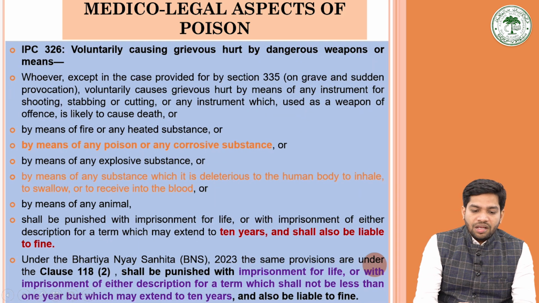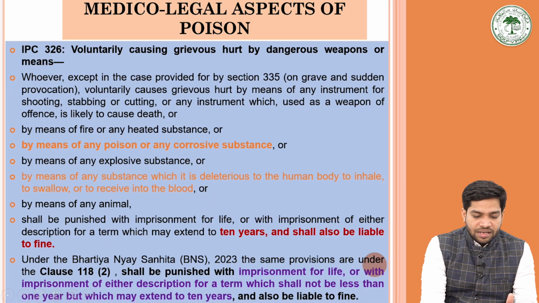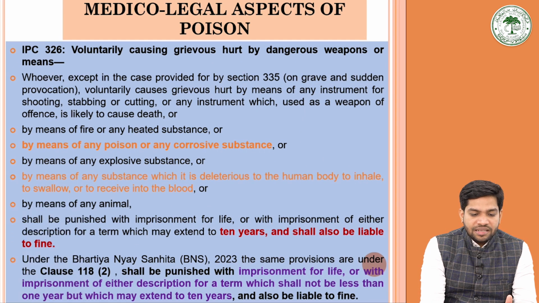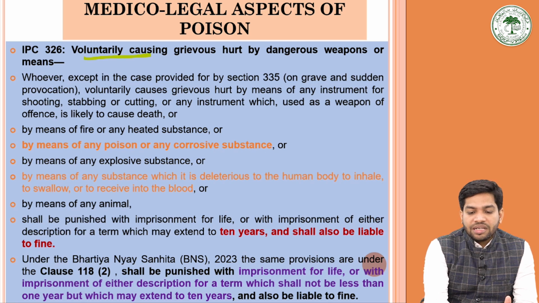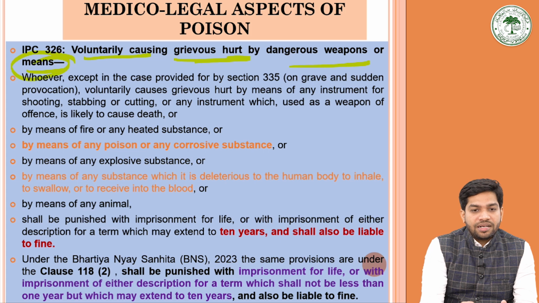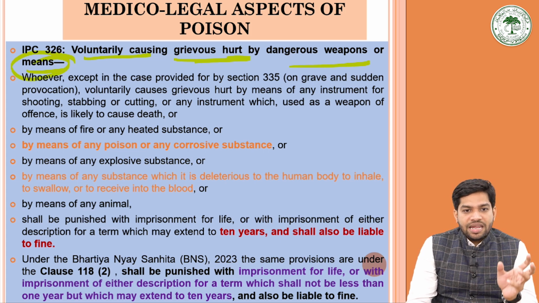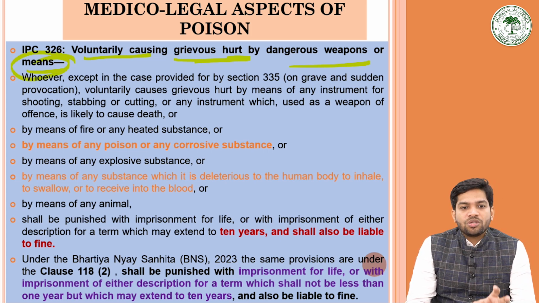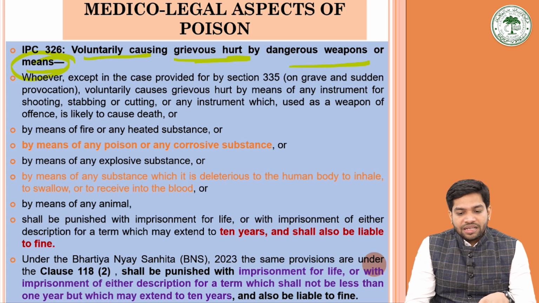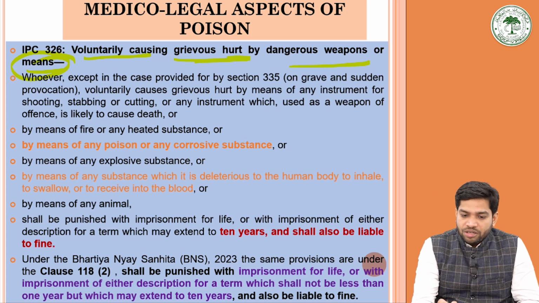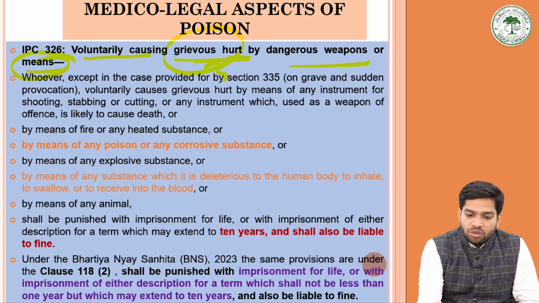Further, the IPC 326 says that voluntarily causing grievous hurt by dangerous weapons or means. So there was the hurt, the definition, any bodily pain, disease or infirmity caused to a person by another person. So that is under 319 of IPC. And the grievous hurt is defined under the 320 of IPC. So you must go to that.